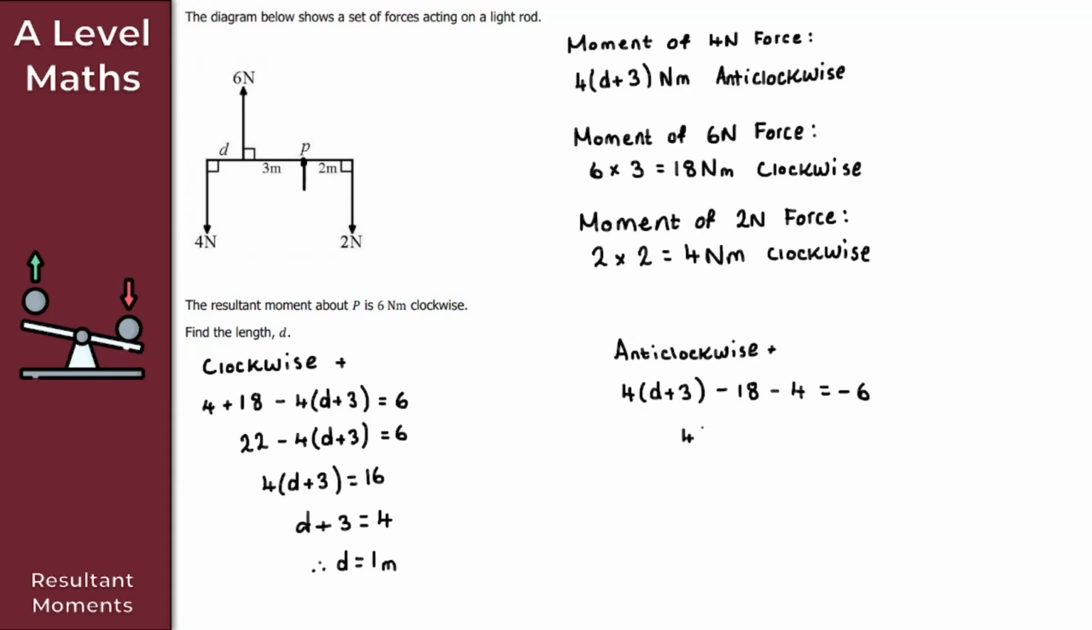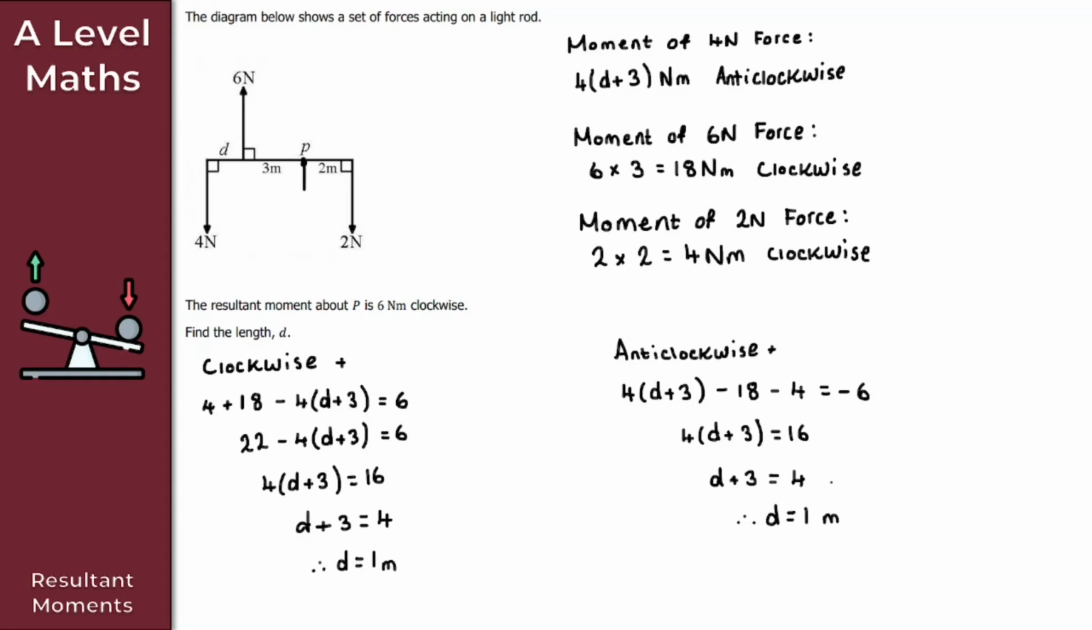So add 22 to both sides here. I get 4 lots of d plus 3 is equal to 16. And again, we're at this point here, right? So the subsequent working is just going to follow in the exact same fashion. Divide both sides by 4. I get d plus 3 is equal to 4. And then finally here, subtract 3 off both sides. And we get that d is equal to 1 as well.